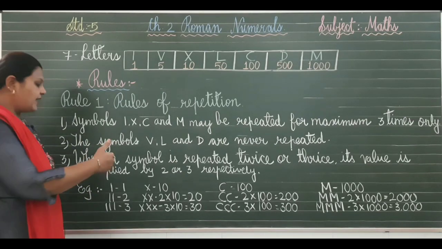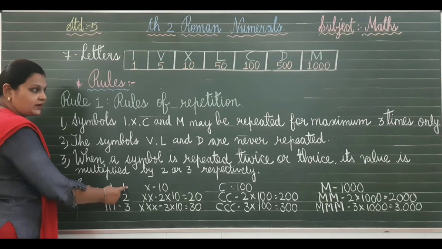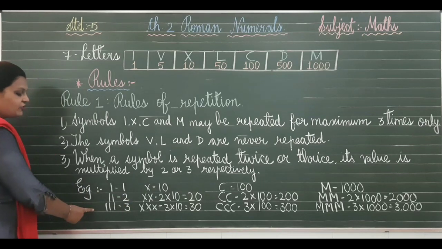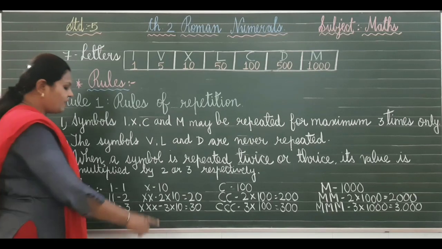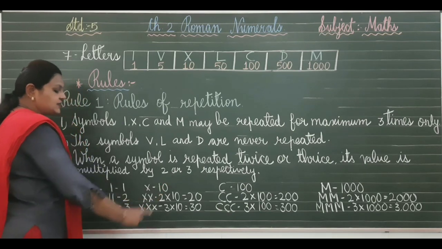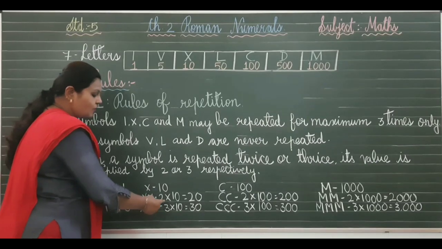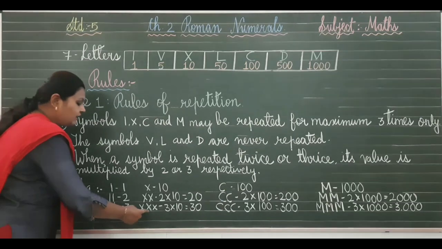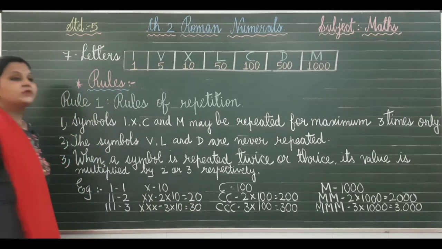How? Let's have an example. First, I stands for 1, that is 1 time. Here I have written 2 times, so 2. Here I have written 3 times, so 3. Now let us look at the example of X. X stands for 10. 1 time X. Okay. Then 2 times X, that is 2 multiply 10, that is 20. 3 times X, so 3 multiply 10, that is 30.